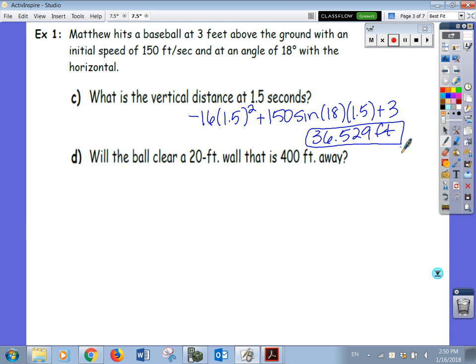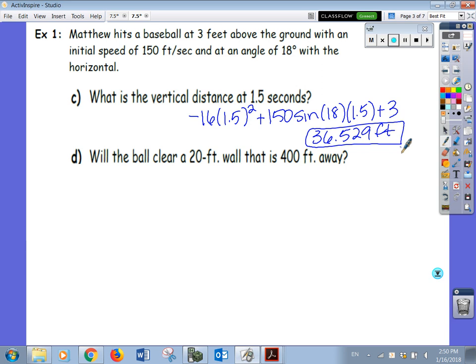This next question, you have to do kind of a combo of the two equations in order to answer it, because it says, will the ball clear a 20-foot wall that is 400 feet away? So we can't just plug in 20. If we plug in 20 for y, then we get a time. It says, will the ball clear? Well, we have no idea. All we know is that it took a certain amount of time to get to 20 feet high. But there's going to be a 20 feet high on the way up and on the way down.